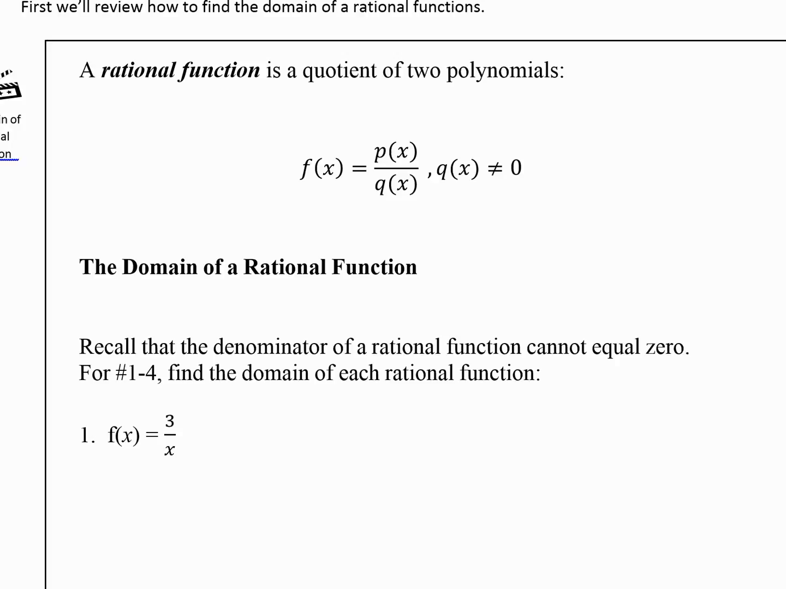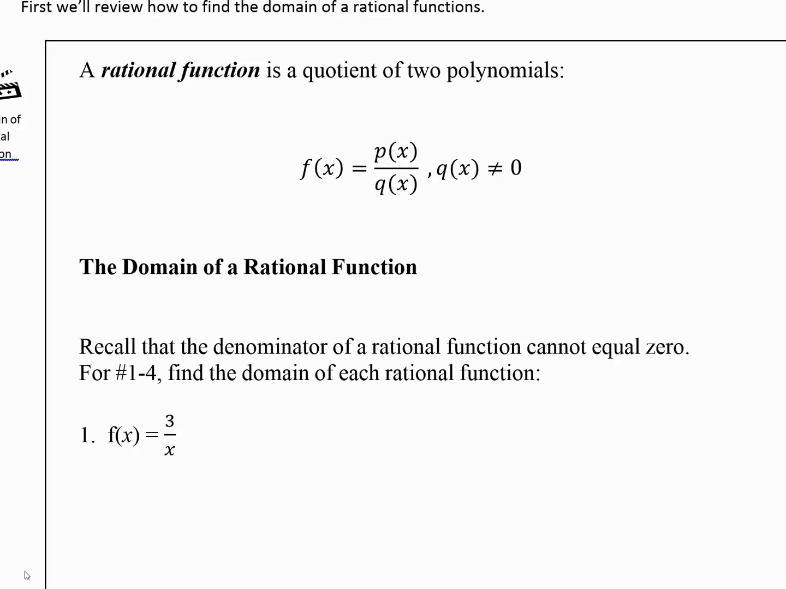And we already saw this in unit one, but let's go ahead and just refresh our memories. So one of the rules is that we can't divide by zero. So to find the domain of a rational function, we're going to find when is the denominator zero, and then the domain will be all real numbers except those values.